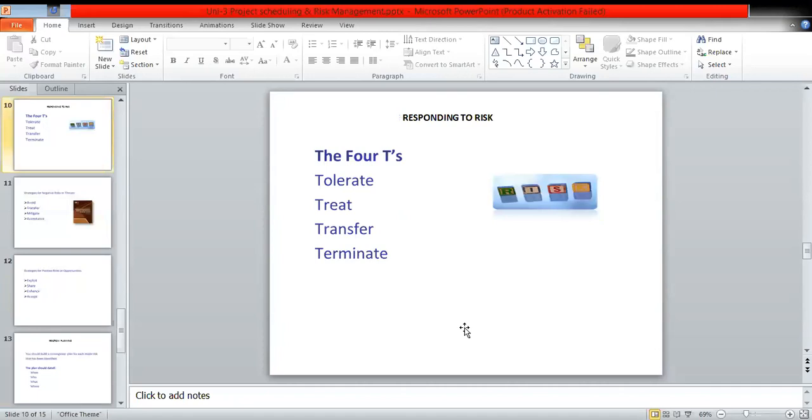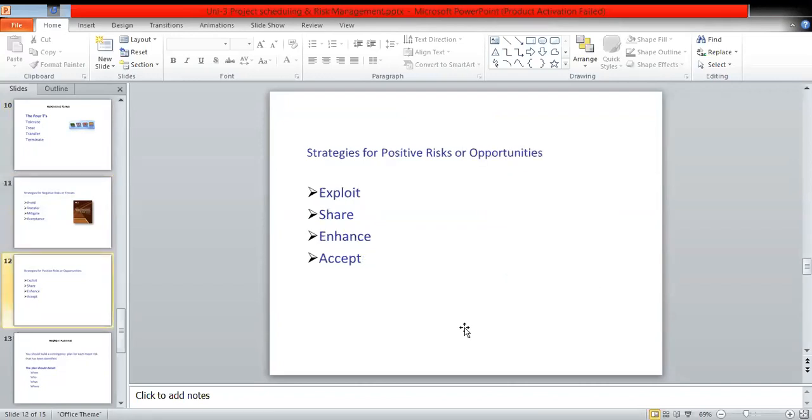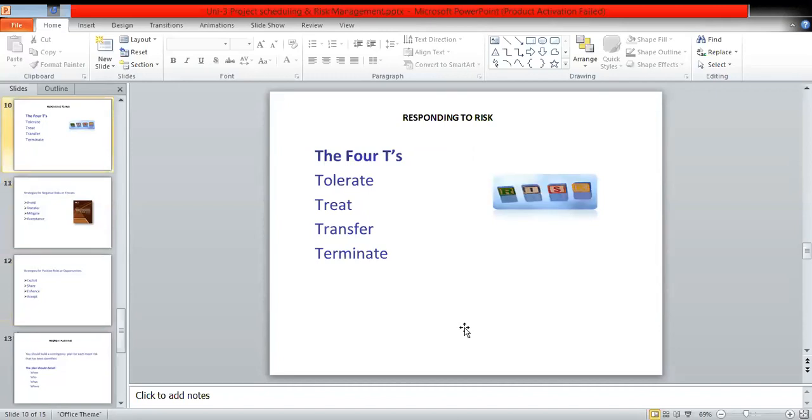Now we have seen responding to risks. The 4 T's are here. There is tolerate, there is treat, there is transfer, and terminate. So if you do not perform well as per the risks, as per the management, the 4 T's you have are tolerate, treat, transfer, and terminate. So these are the strategies for negative risks. Here we explain the 4 T's, right?